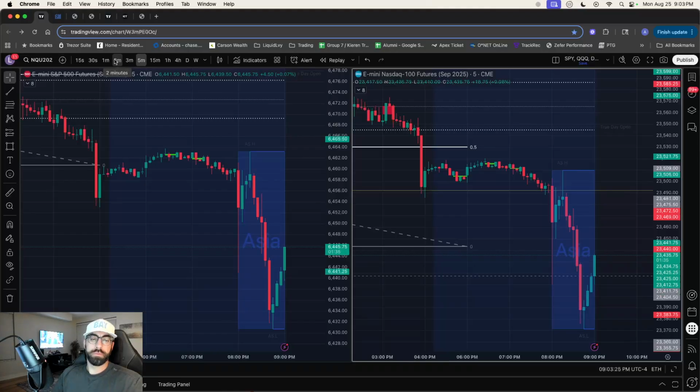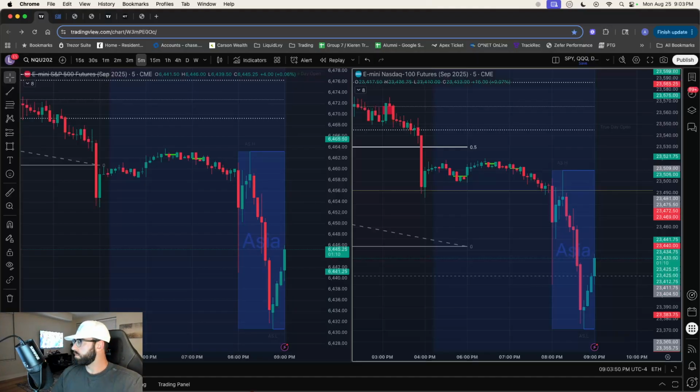Sell side, sell side. We also have a high time frame imbalance. I think, yeah, we have an hourly imbalance right here. We scale down to the 1 minute. So what happened off of market open?